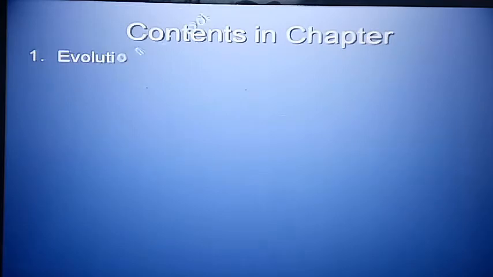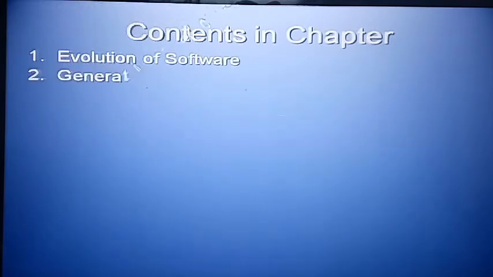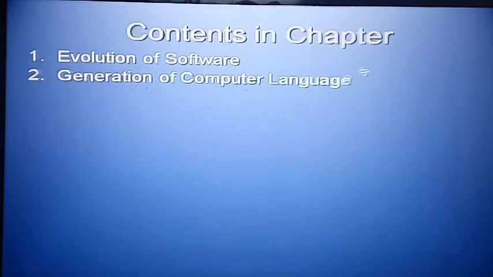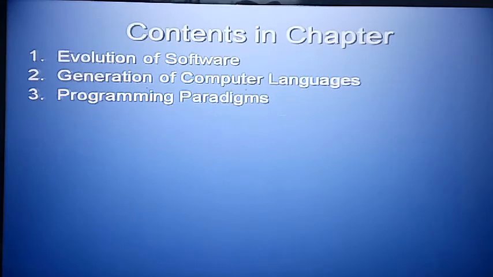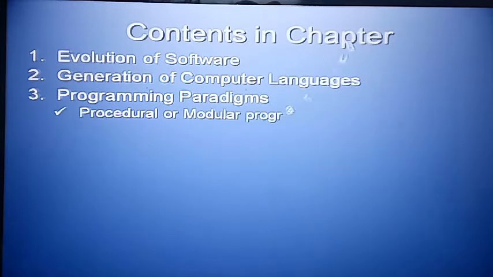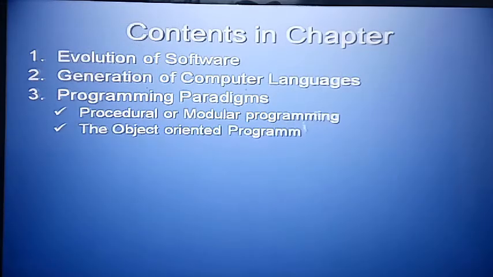So number one, evolutions of software. Second, generation of computer languages. Third, programming paradigm. And inside the first one is modular and procedure programming. After that, object oriented programming, I will discuss.